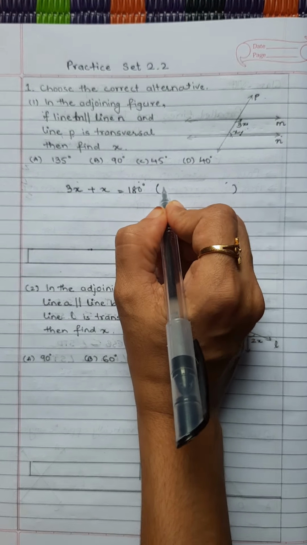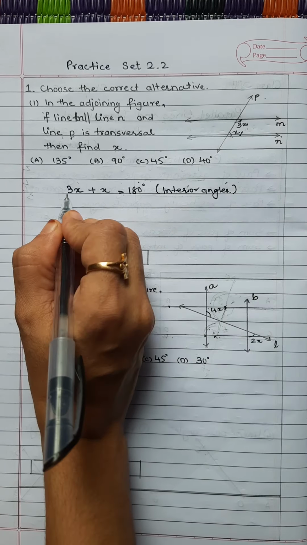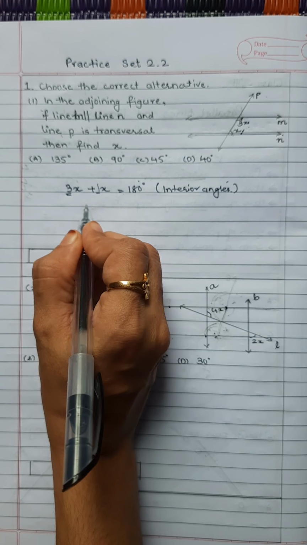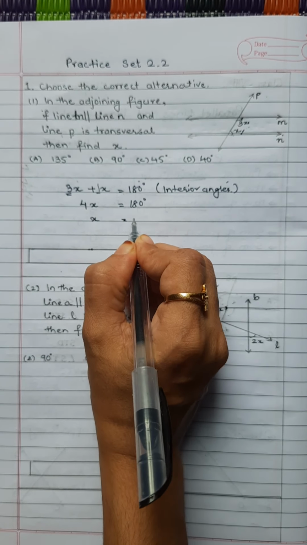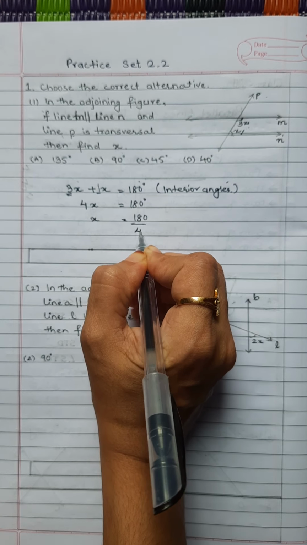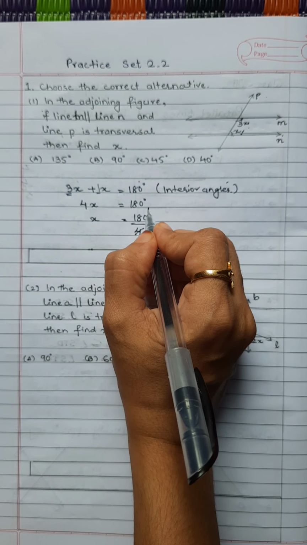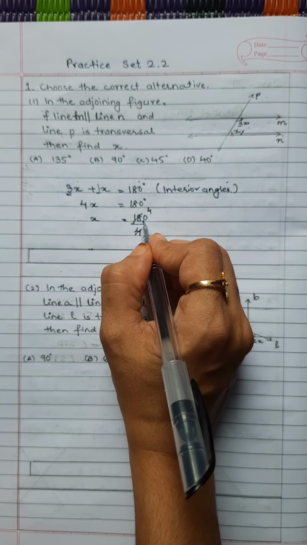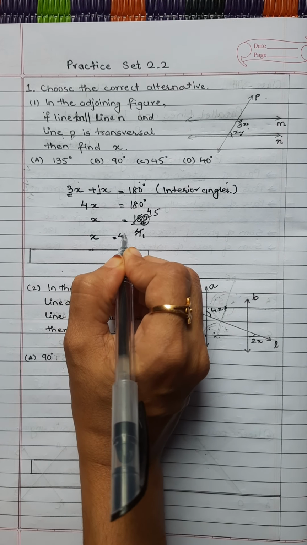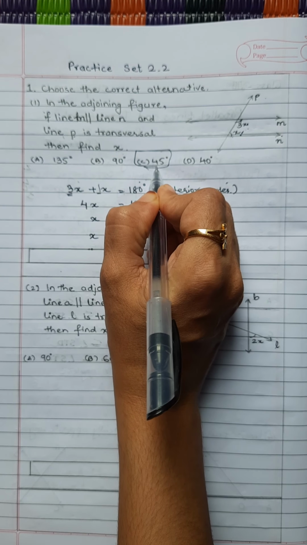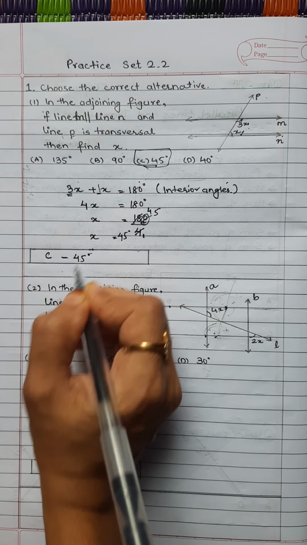That means it is a pair of interior angles. 3 plus 1, since no number means 1, is 4, x common, written once, is equal to 180 degrees. x is equal to 180 upon 4. 4 ones are 4, 4 fours are 16, remains 2, it gets 20, 4 fives are 20. So the value of x you got is 45 degrees, which is the third option, option C. Your answer is option C, that is 45 degrees.